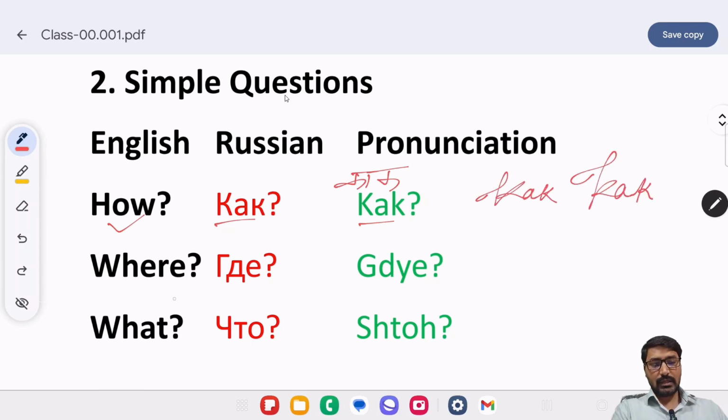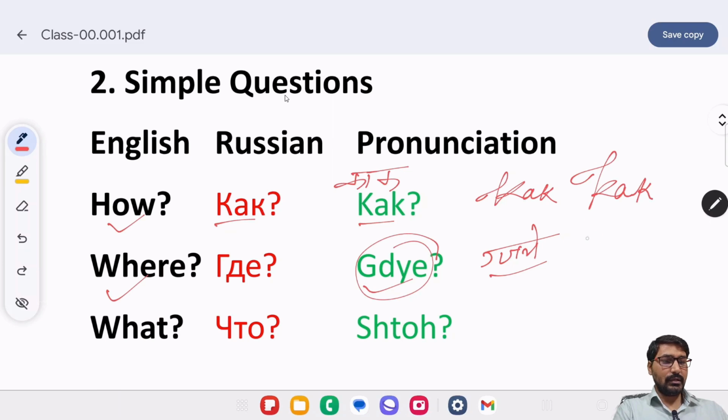Another is where. Where in English, but in Russian, где. But here you see the pronunciation, it is not где as written. Gde, like that. So how will we write it? Где. Like that.